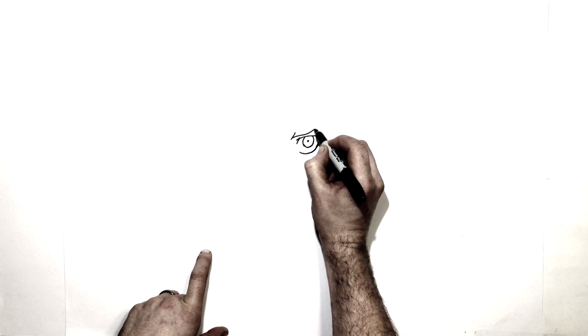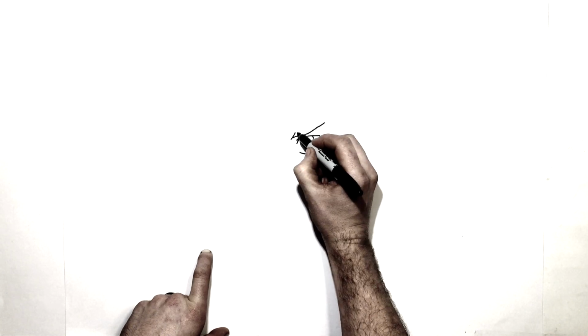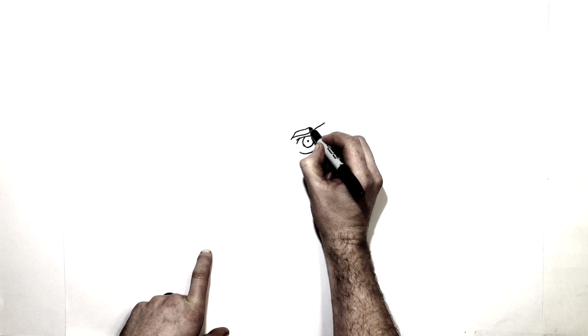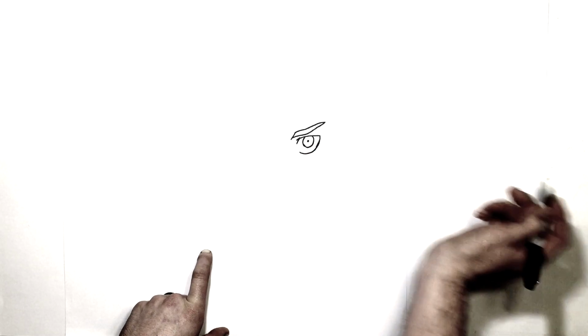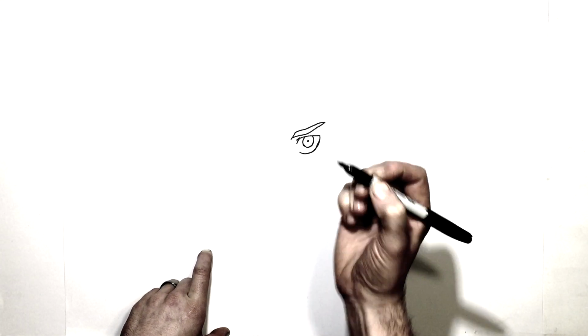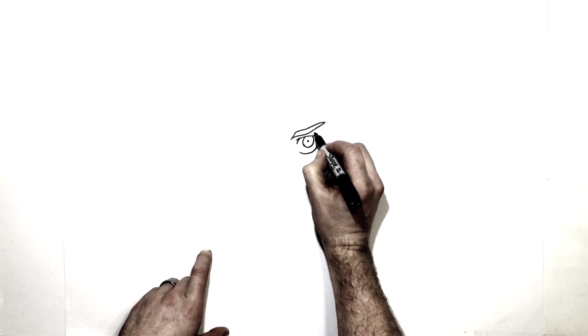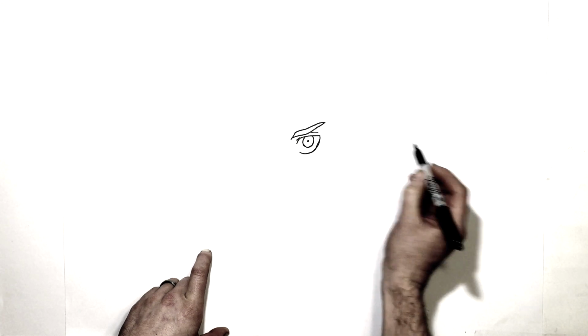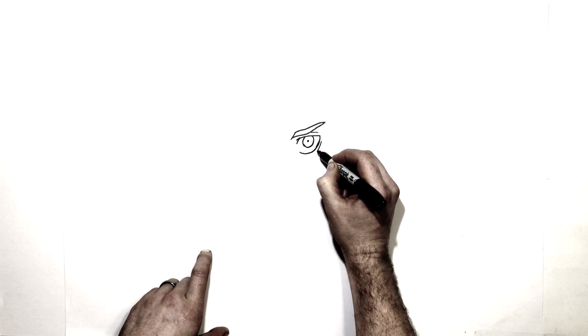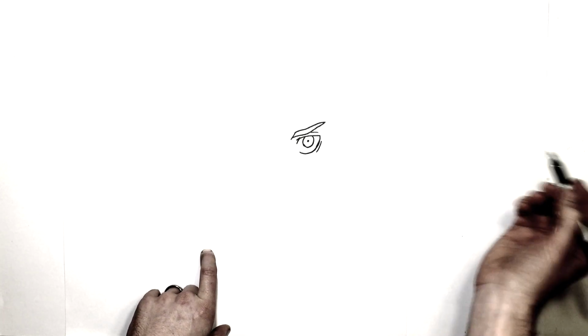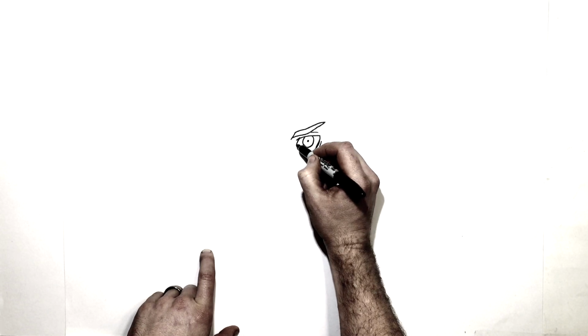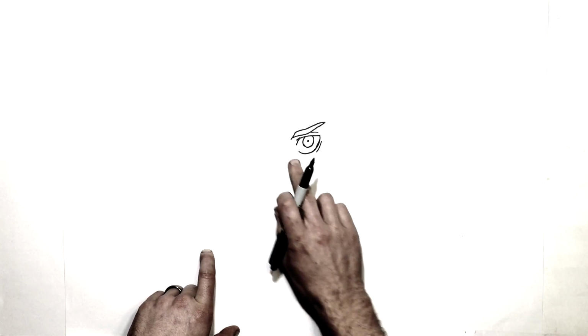curving up to a point. Just the bottom of it, and then we'll do the top, and they join at the end. Then we have just a line under there for his top eyelid, and then a line around the side here for his bottom eyelid. So make this a bit longer so they don't touch there.